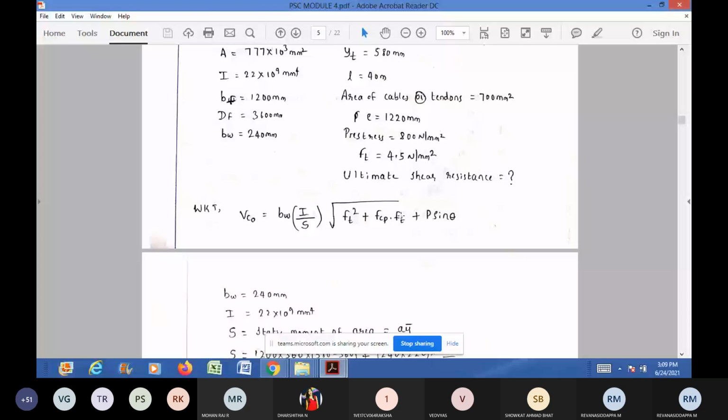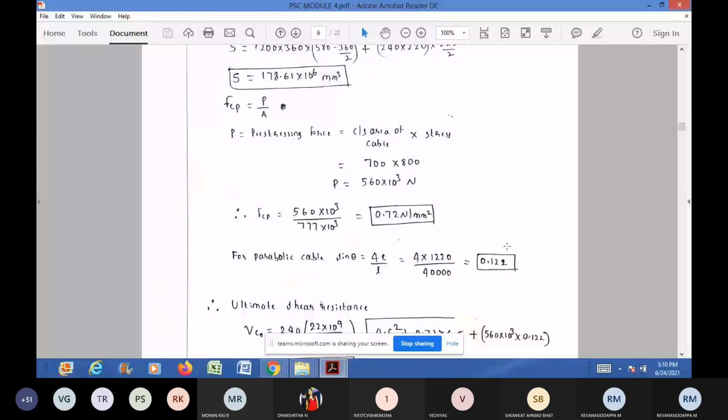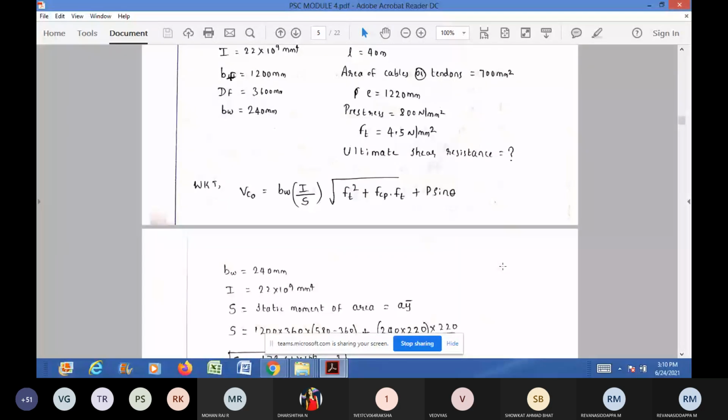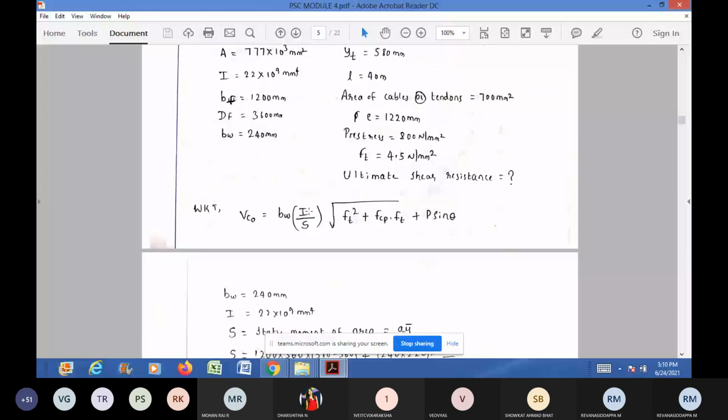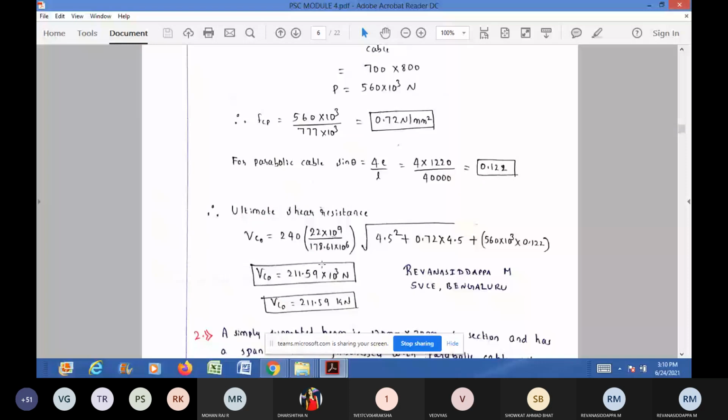Sin theta is equal to 4E by L. Sin theta value I got 0.122. Is that right? Yes, sir. 0.122. Now all the parameters required to calculate ultimate shear resistance are known. Just substitute and get the answer. VC naught, I got 211.59 into 10 power 3 Newton, or 211.59 kilonewton.